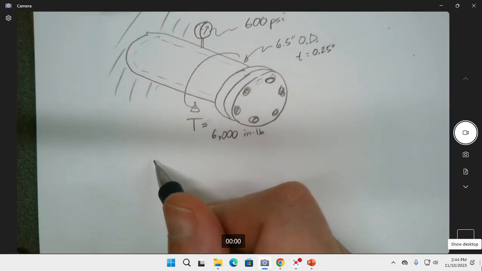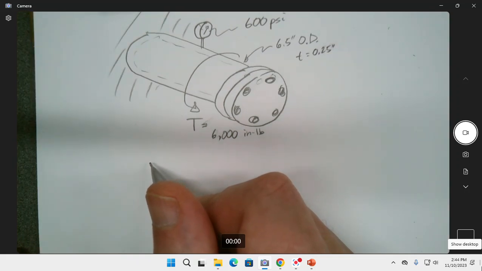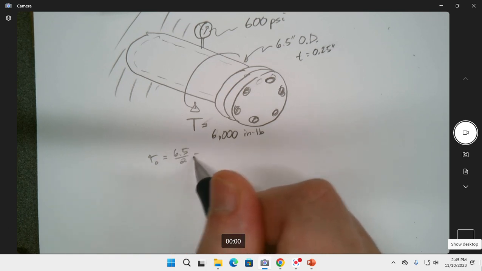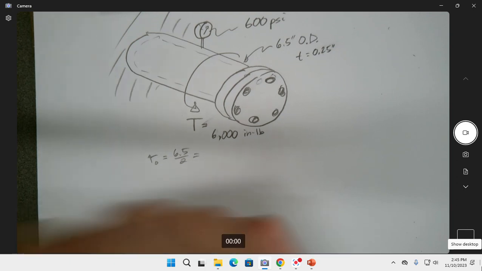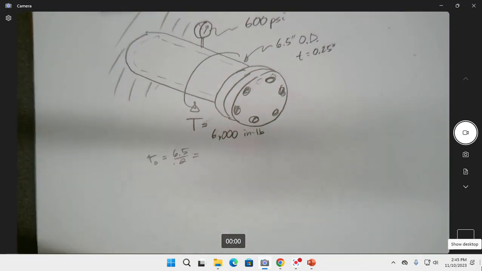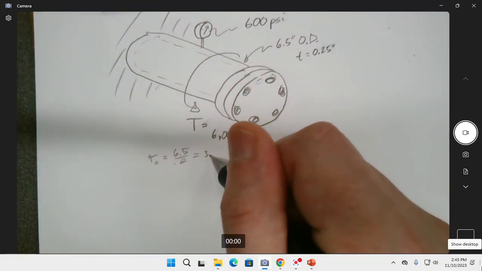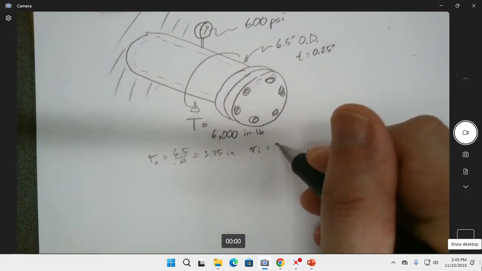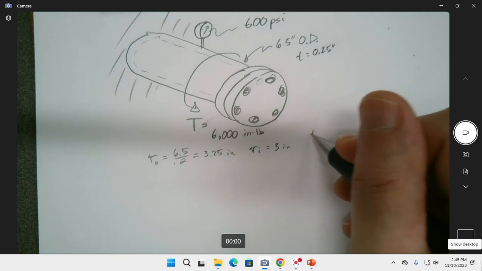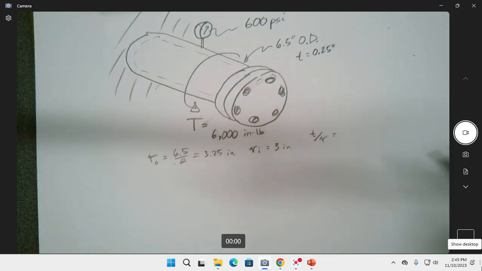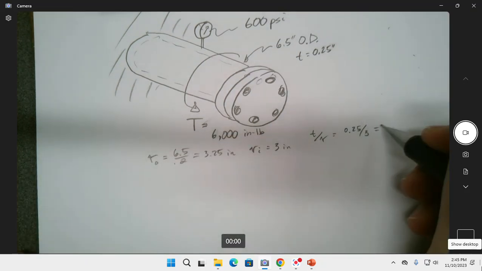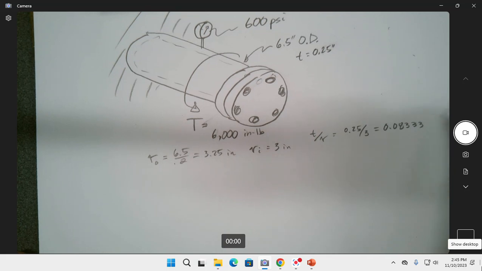So here we have to do some of the assessment of our thin-walled versus thick-walled. So the RO is going to be our 6.5 divided by 2. Why did I say divide? Oh, no, divide by 2. Oh, losing it, man. So 3.25. So our RI is going to be 3.25 minus 0.25, right? So equal to 3 inches. And so our T over R, and we can use either one, but let's use the smaller of it, is 0.25 over 3, which is going to be 0.083333. We know that that's going to be less than 0.1, and therefore we can go thin-walled equations.